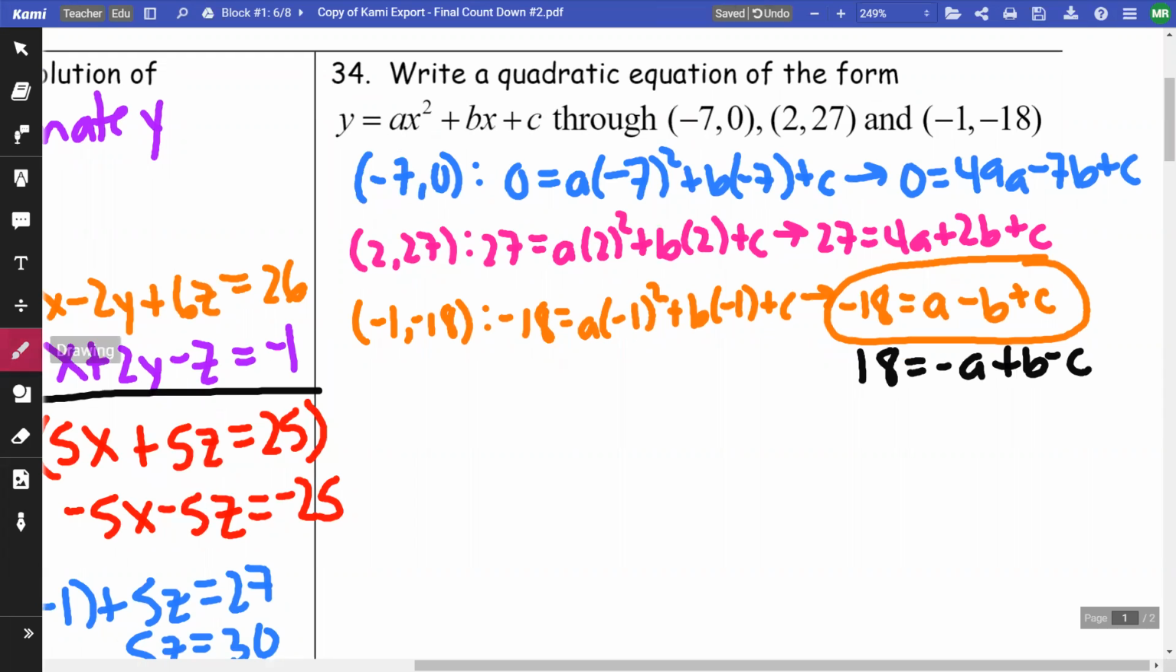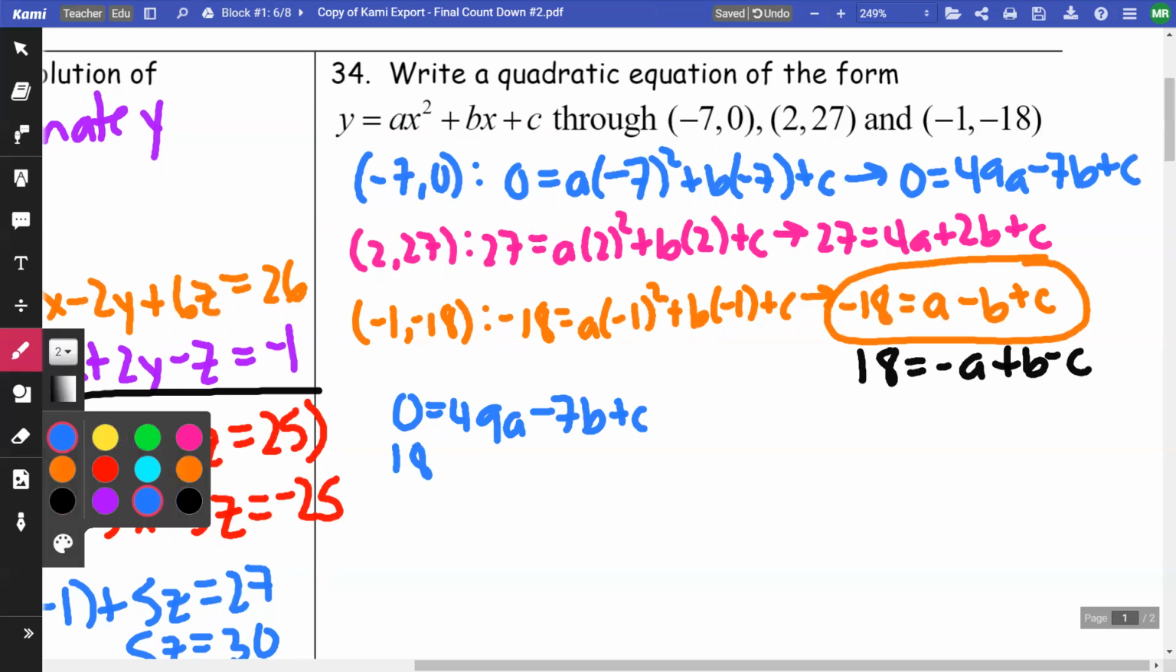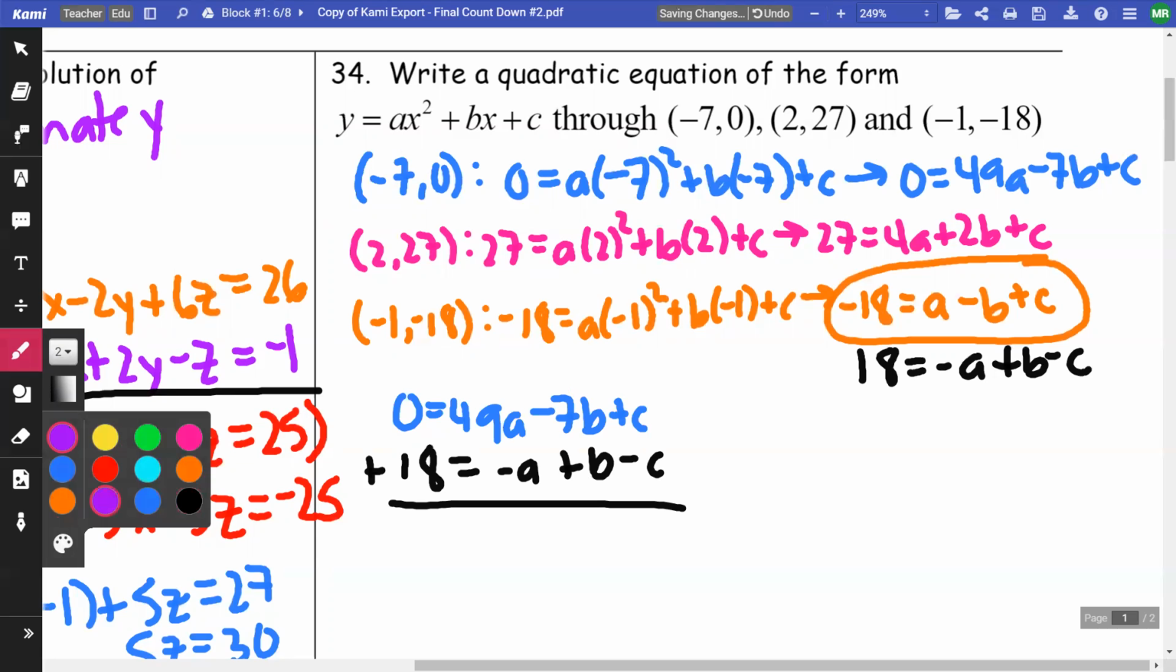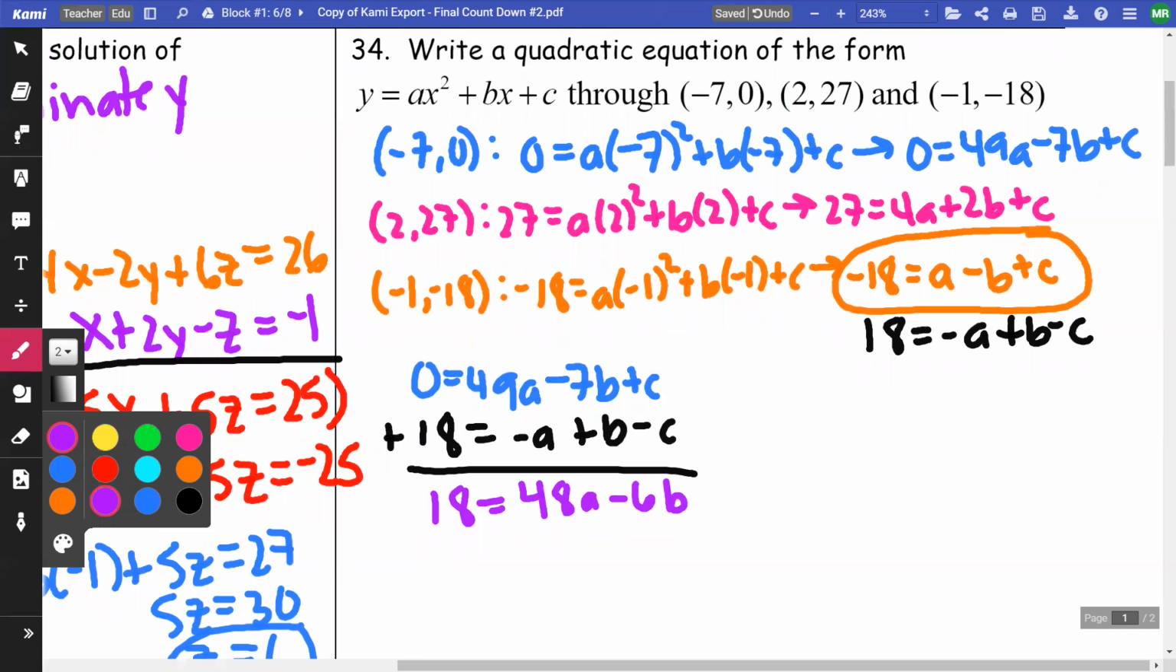So let me get my first one: 0 equals 49a minus 7b plus c, and 18 is equal to -a plus b minus c. When I add that, I get 18 is equal to 48a minus 6b. Now, looking at this, I think I could divide everything by 6, but sometimes we want to keep it like I did on the last problem. So dividing by 6, this is going to be 8a minus b.